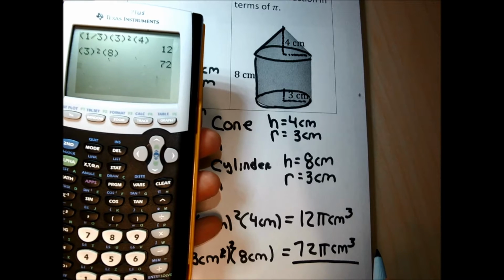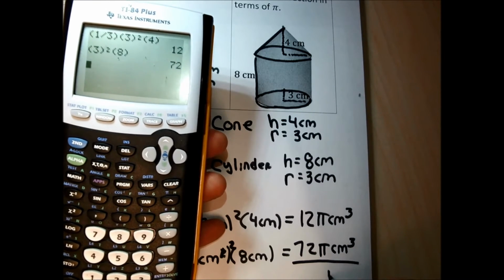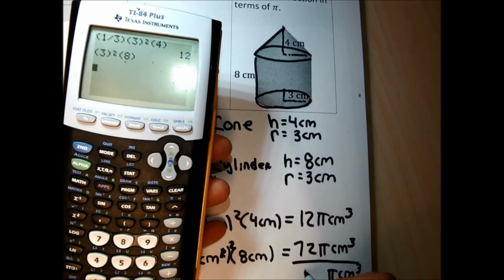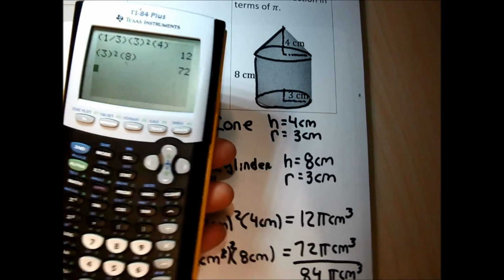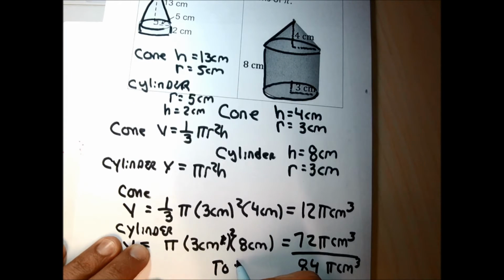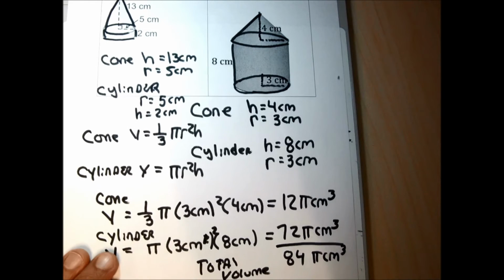I'm going to add these together, and to add these together, the pi and the centimeters cubed just kind of hang out. I just have to add the 72 and the 12, and I could do that without my calculator. So my total volume, my answer to problem 26, is the volume is 84 pi centimeters cubed.